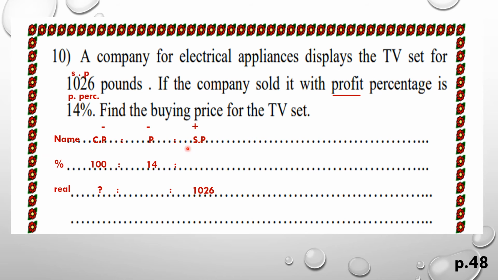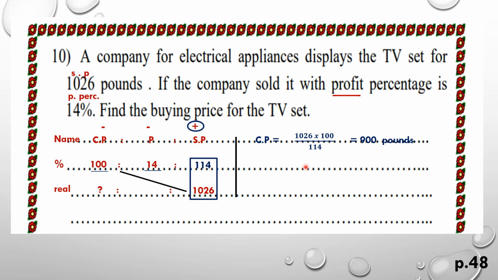Now, do we have a completed column? No, we don't. Can we fill this space? Yes, we can. Using what? Using our sign. What's the sign which we have on this empty space? We have plus. So we are going to add the other two numbers which we have in the same row. 100 plus 14 equals 114. Here is our completed column, and here is our completed cross. Let's calculate the cost price. Cost price equals 1,026 times 100 over 114 equals 900 pounds.